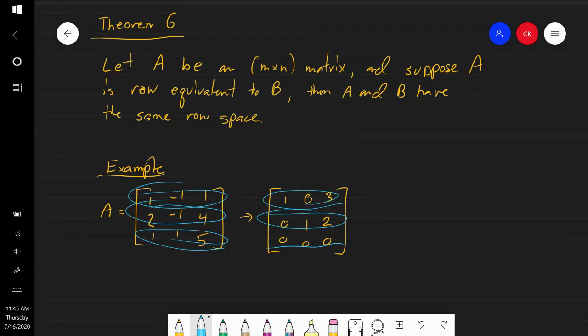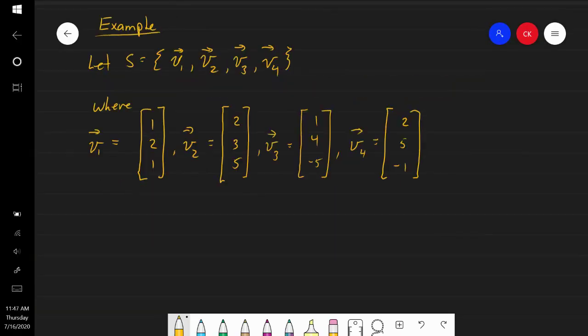And it turns out that this process only works for the row space. But there is a little bit of a trick that I'm going to show you. And I think an example will illustrate this the best. Here's our example. We've got four vectors that are going to be in R3, and they're defined as you see below.